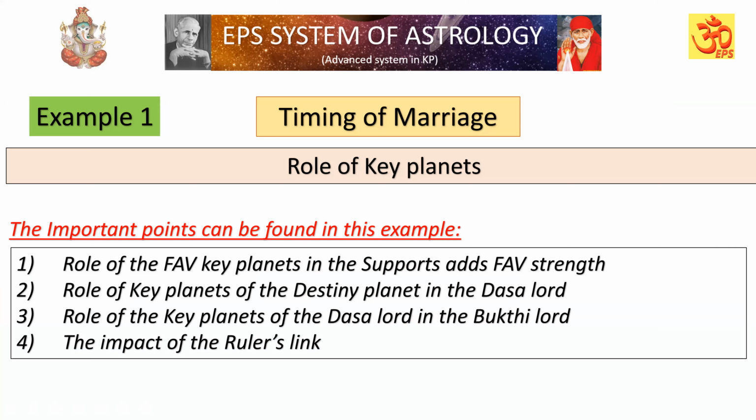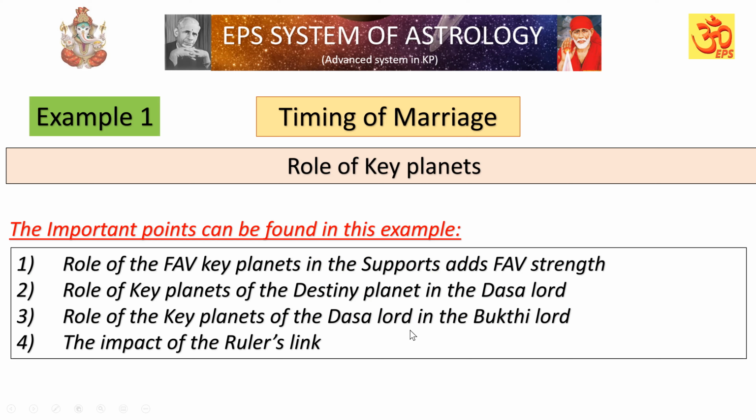Role of favorable key planets in the supports adds favorable strength. Role of key planets of the destiny planet in the Dasa Lord. There can be many key planets, favorable or unfavorable, which make the destinies favorable or unfavorable. So if those key planets' role is there in the Dasa Lord, what is the impact that we are going to study in this chart?